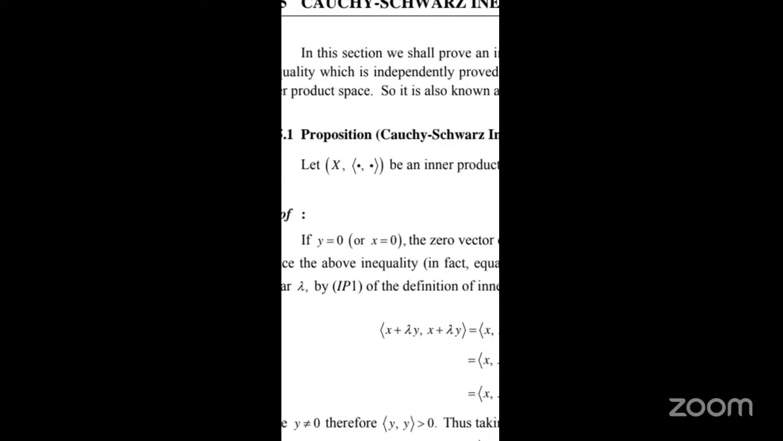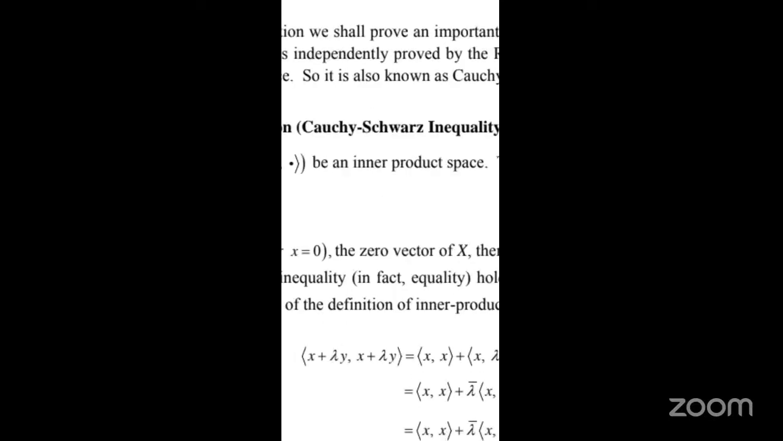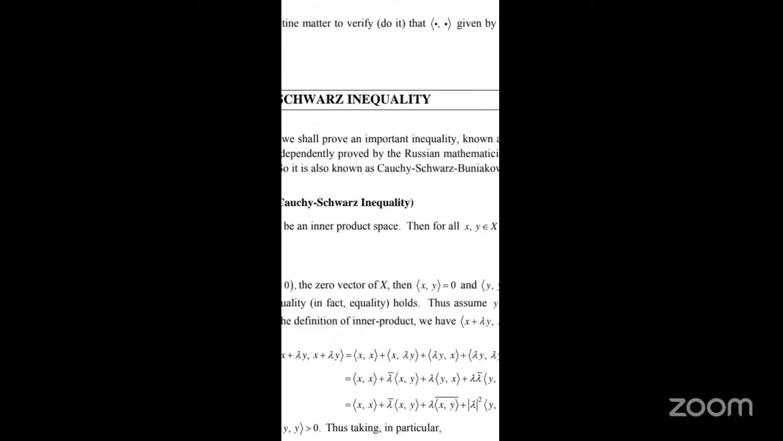The inequality states: let X with an inner product be an inner product space. Then for all x and y belonging to X, in the inner product space we take any two elements x and y. The absolute value of the inner product of x and y whole square is less than or equal to the inner product of x and x times the inner product of y and y. The inner product of x and x means norm x square, and this is norm y square. This is the Cauchy-Schwarz inequality, or Cauchy-Schwarz-Bunyakovsky inequality.